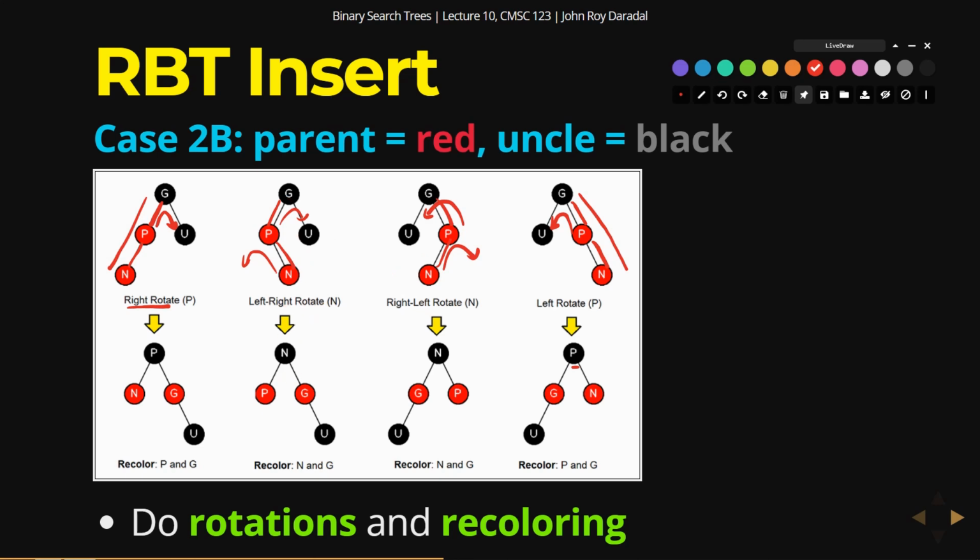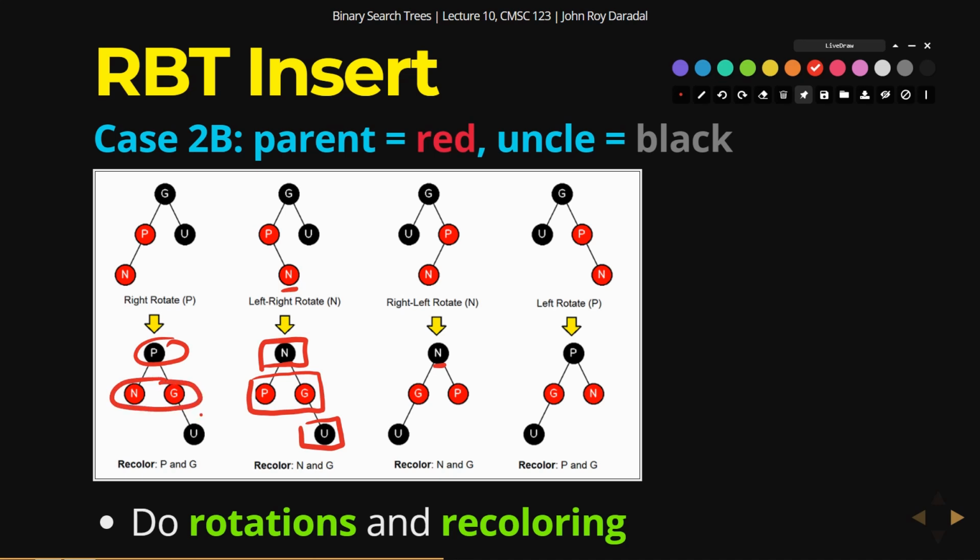Now after rotating N to the top, N is here already and N is here also, then we'll have to do the recoloring. The top level node would be black, the next level nodes would be red, and the one at the bottom is still black. So after doing the rotation, recolor depending on the levels: black, then red, and then black.